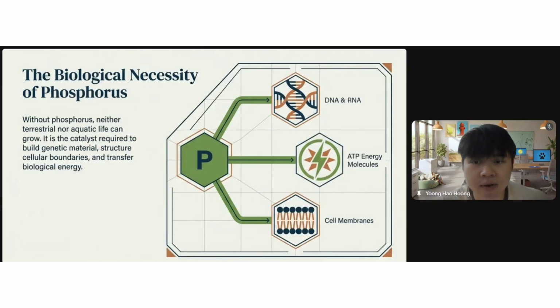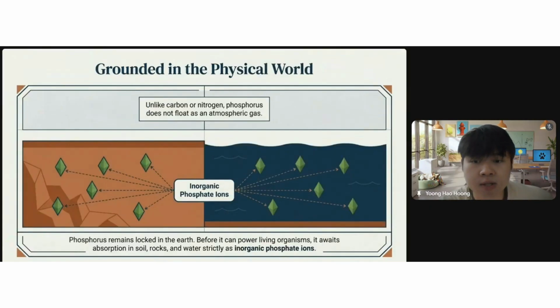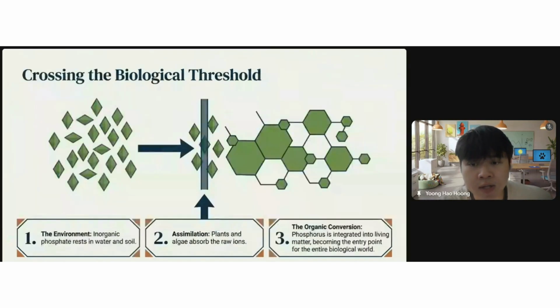First, phosphorus is a very important nutrient for all living things. It helps organisms build DNA, RNA, cell membranes, and energy molecules such as ATP. Without phosphorus, plants and animals cannot grow properly. But phosphorus does not usually float as a gas in the atmosphere like carbon and nitrogen. Instead, it is commonly found in the soil, rock, and water in the form of phosphate ions. So the question is, how does phosphorus enter living organisms?